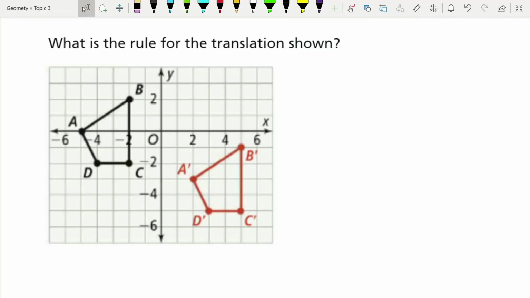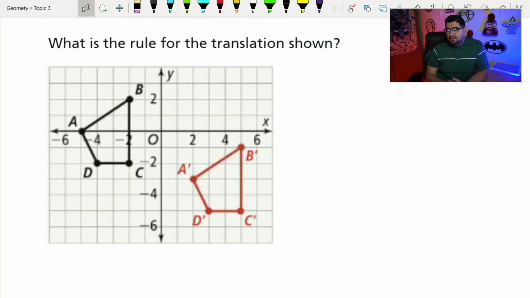Now we're going to go ahead and take a look at an example of a problem where we need to write the rule for how they translated a shape. Translating shapes is not that hard. We simply just follow the rules that they give us. So if they told me to move this down, for example, we're going to do two things here. First, we're going to write a rule for this translation, and then we're going to try to translate it ourselves to another location.